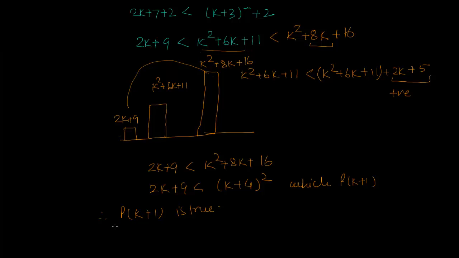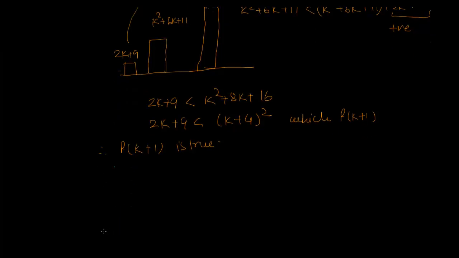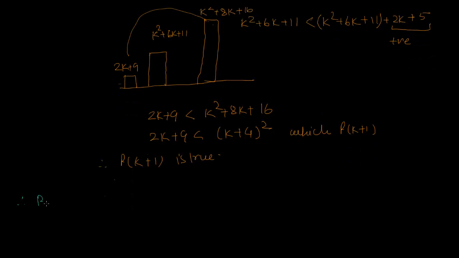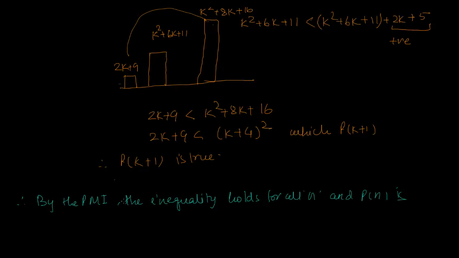Hence by the principle of mathematical induction, the inequality holds for all n, and P(n) is true for all natural numbers, right? These are basically three types of things that you will encounter in PMI, okay?